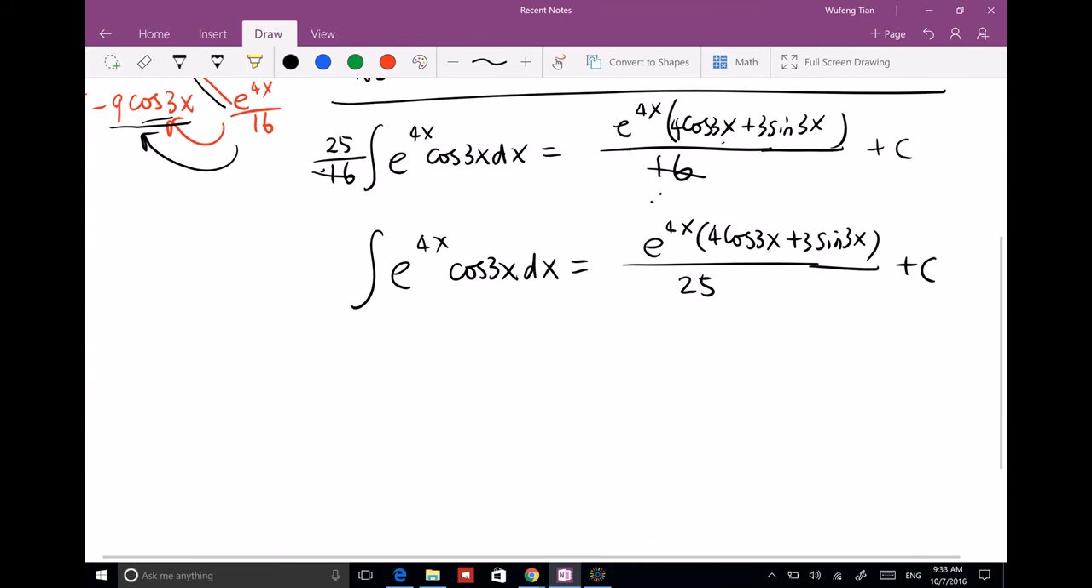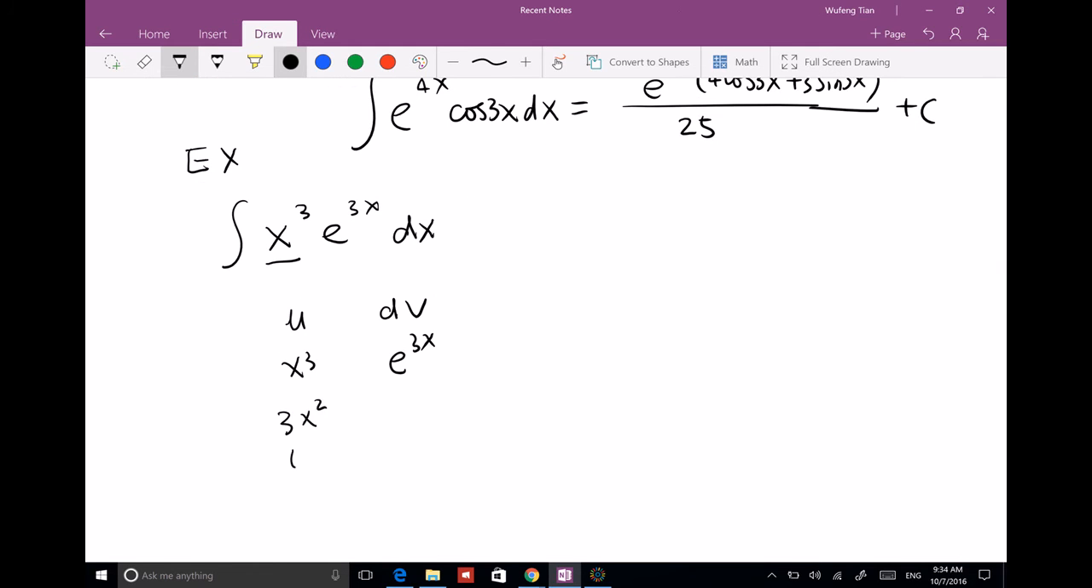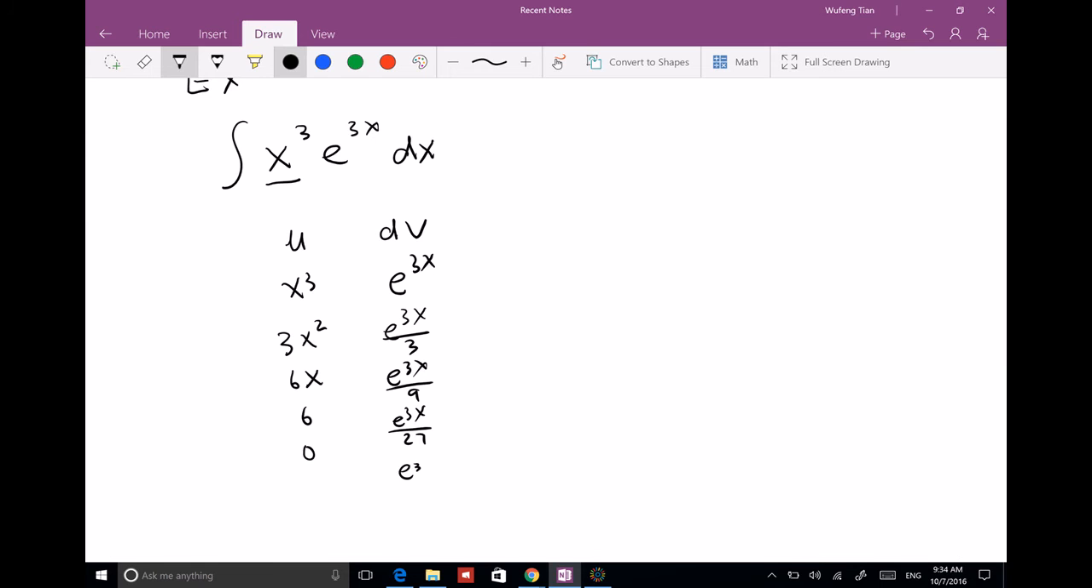There's another case which is just a polynomial function. For example, the integral of x cubed e to 3x dx. This one is a polynomial function, x cubed. When do we stop? We stop at 0. We let u be x cubed and dv be e to 3x. We take the derivative: 3x squared, then 6x, then 6, then 0. So the last part is 0. And on this side, e to 3x over 3, e to 3x over 9, e to 3x over 27, e to the power 3x over 81.